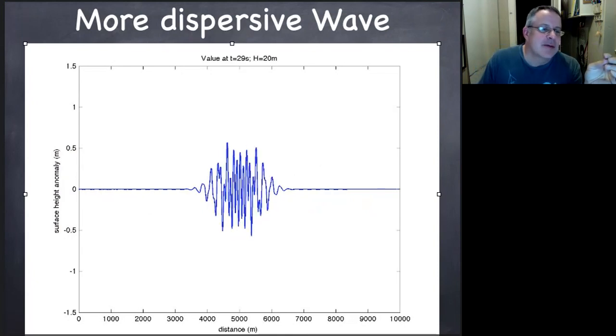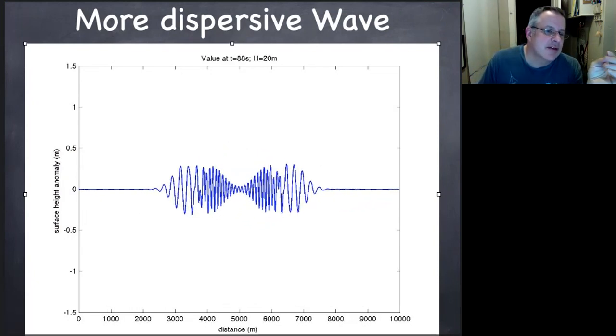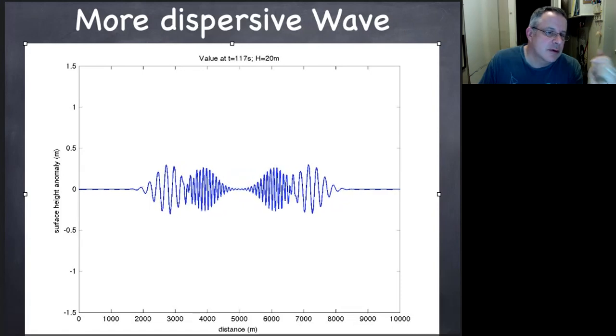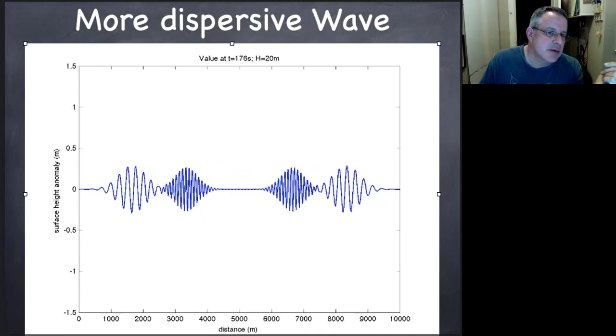So let's look at this video one more time. Here we're watching the long wave separate out from the short waves. We're watching the phase overtake the group. We can also see the shape of the group as this kind of envelope shape with the phase inside.